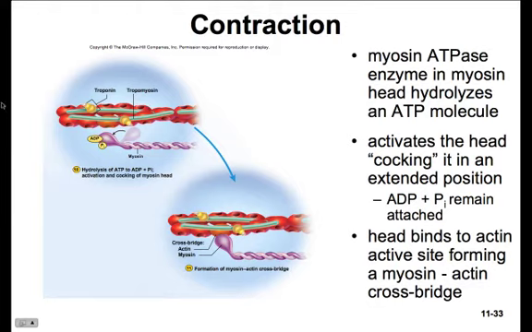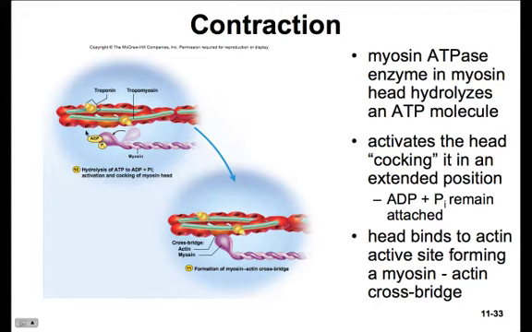So in the previous phase, we uncovered the active sites on the actin molecule. This allows the myosin head space to bind. Now the myosin head has ATP attached to it. As this ATP hydrolyzes, it activates the head by cocking it into an extended position. So it moves it from this position to this position. This is the place that we use ATP.